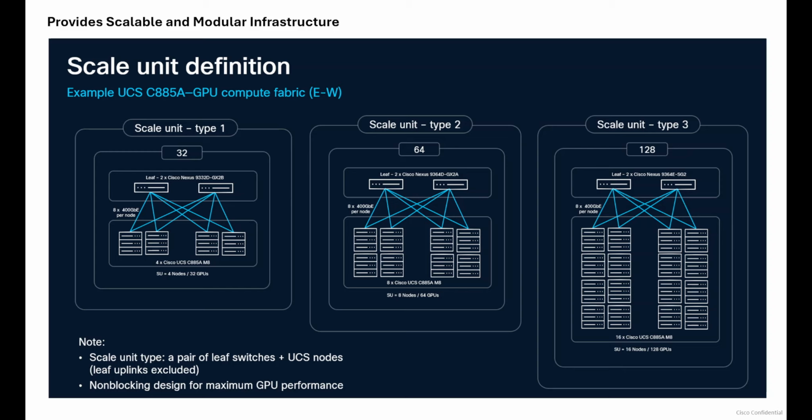Now, if you look at type 3 on the far right, you'll see that to go to 128 GPUs, you again double the number of C885A boxes. And yes, this example shows a different model leaf switch again. So what I'll say here is that these are just examples, right? I don't know all of the details of why these specific leaf models were chosen to be put in these slides.